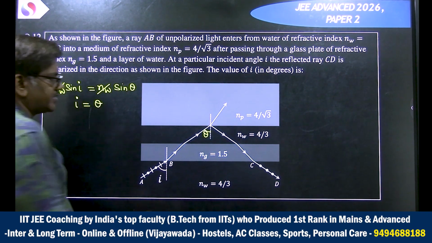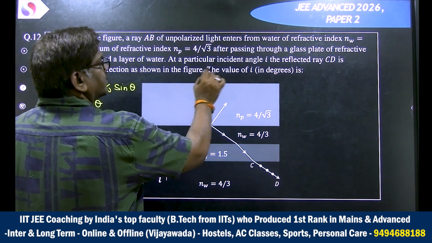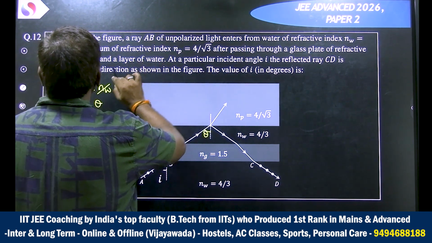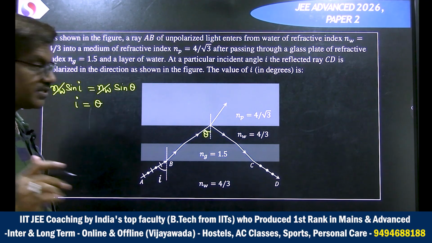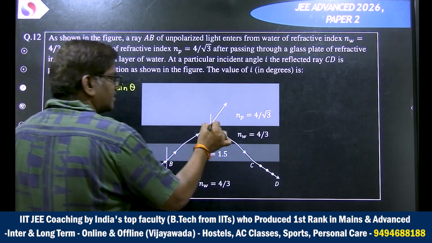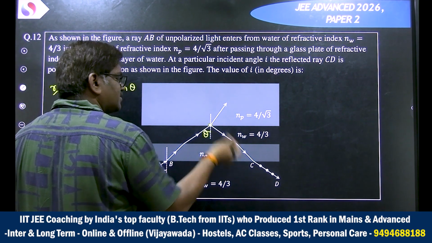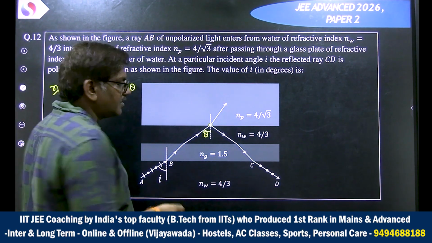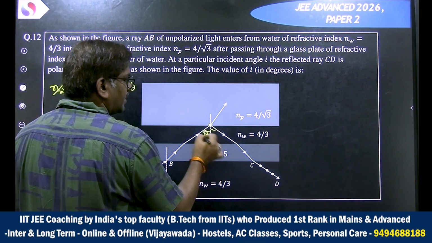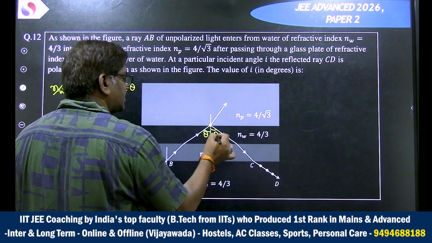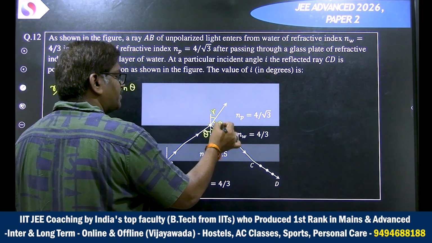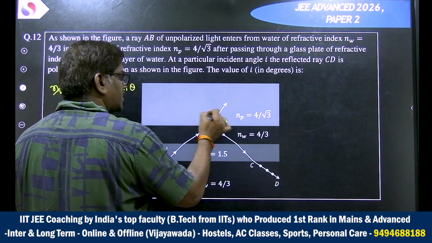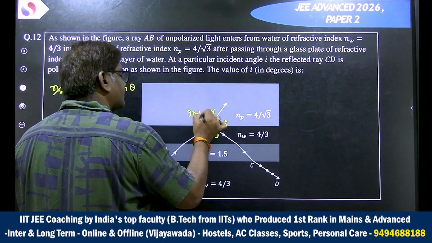For this theta, they are saying that it passes in such a way that it will be polarized. You know that in reflection, when it is partially reflected, the Brewster angle will be the angle at which it is polarized, right? That means if this angle, because of the reflection, is theta, then this R becomes 90 minus theta. Reason, these two will be at 90 degrees for the polarization condition. So it is 90 minus theta.